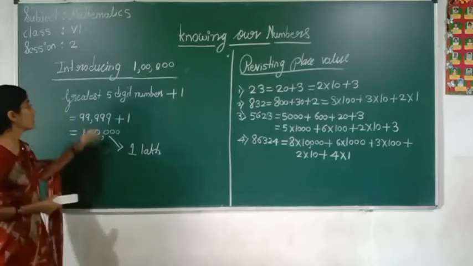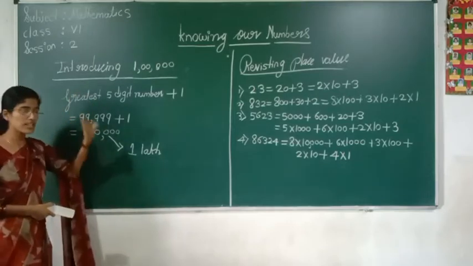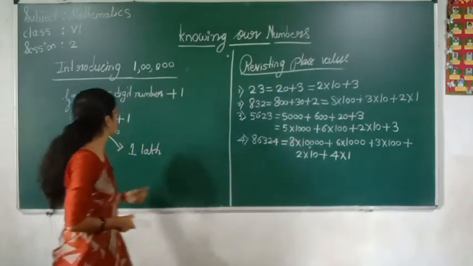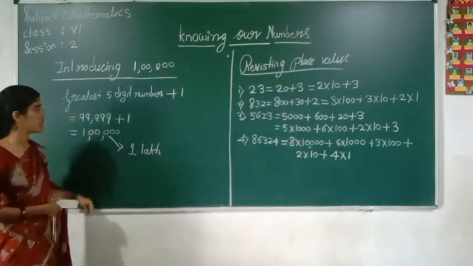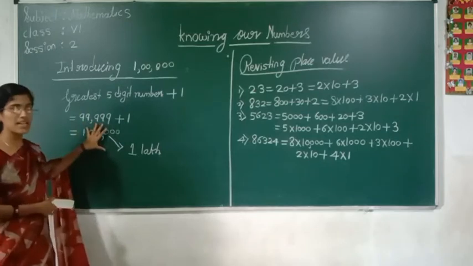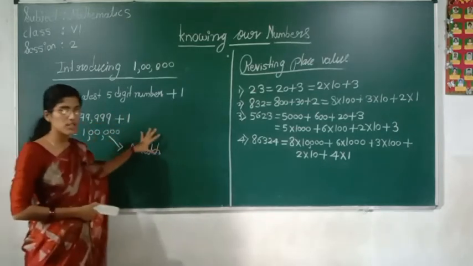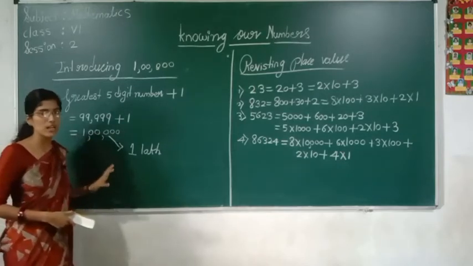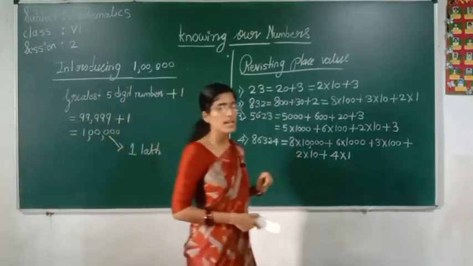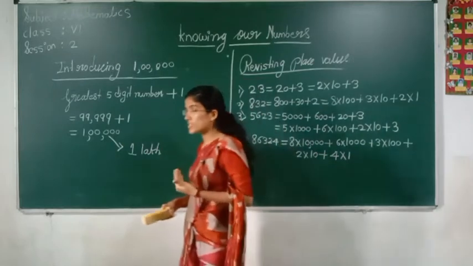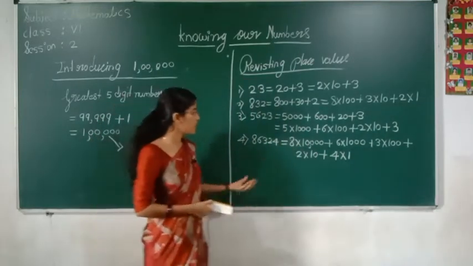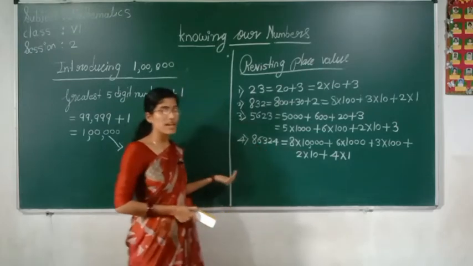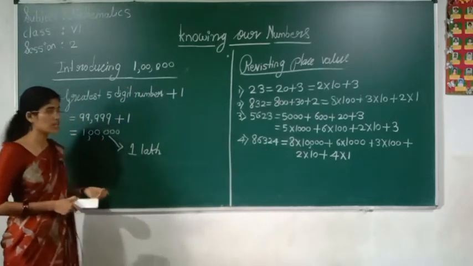See here, what have I done? I have continued the same pattern. You take the greatest 5-digit number, that is 99,999, plus 1, and you get the smallest 6-digit number, that is 1 lakh. Now see students, we have expanded up to a 5-digit number. Now we can expand up to a 6-digit number also.